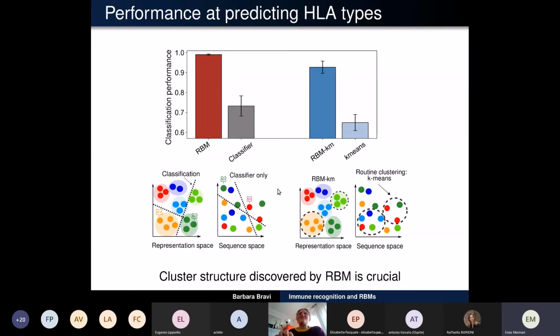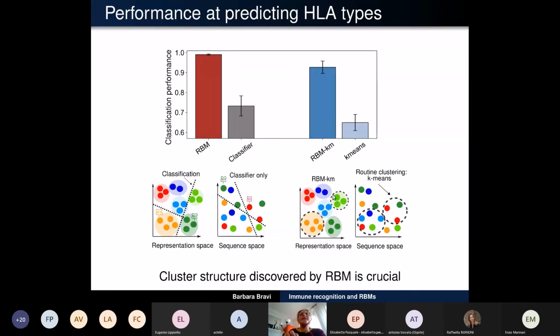And the same conclusion can be drawn from here. So if we stick to this cluster structure, even without the classifier, and we just group antigens by a standard supervised clustering algorithm, then again the performance is rather high and much higher than if we clustered directly the sequences.